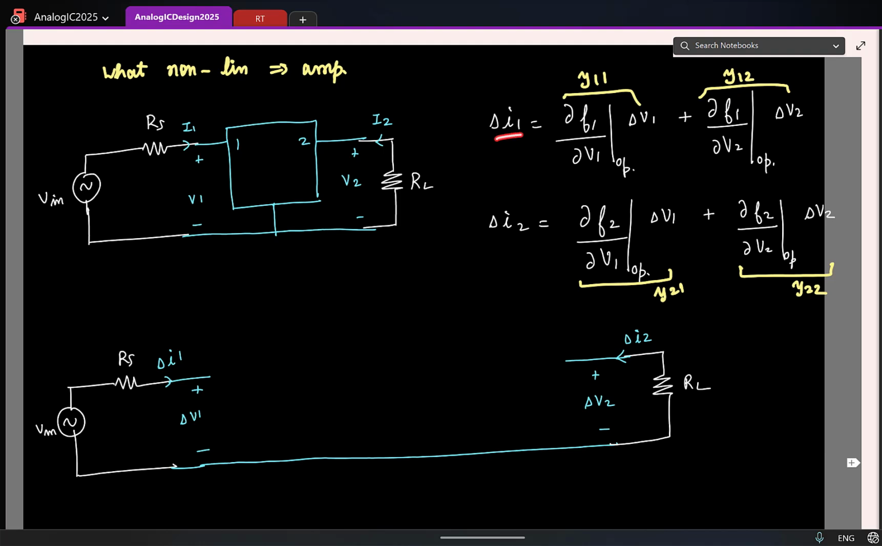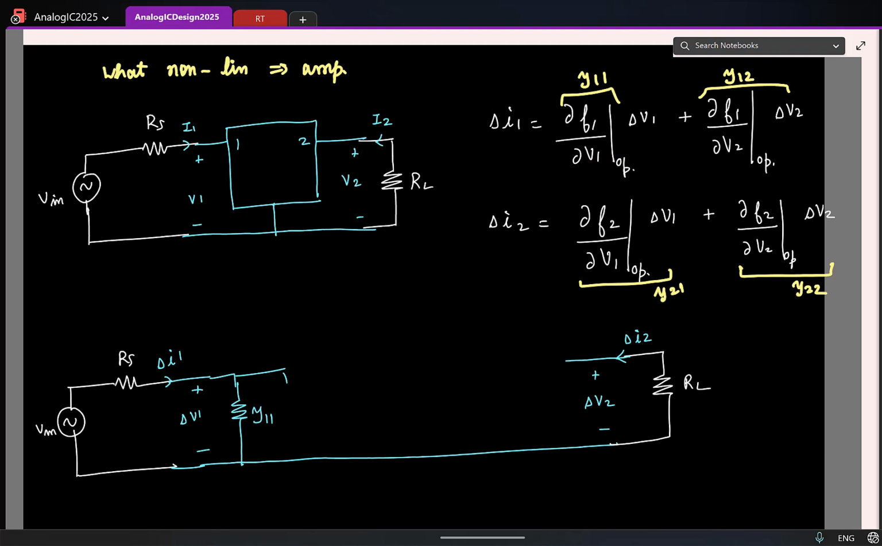So first let's see this one. I say delta I1 is the sum of two currents. Correct? So I should have two paths. Let's look at the first term. It is Y11 times delta V1. So the current is the voltage times a constant. How do you model it? It's a resistor. What is the value of the resistor? I'll say its conductance is Y11. So that is the first term in the current.